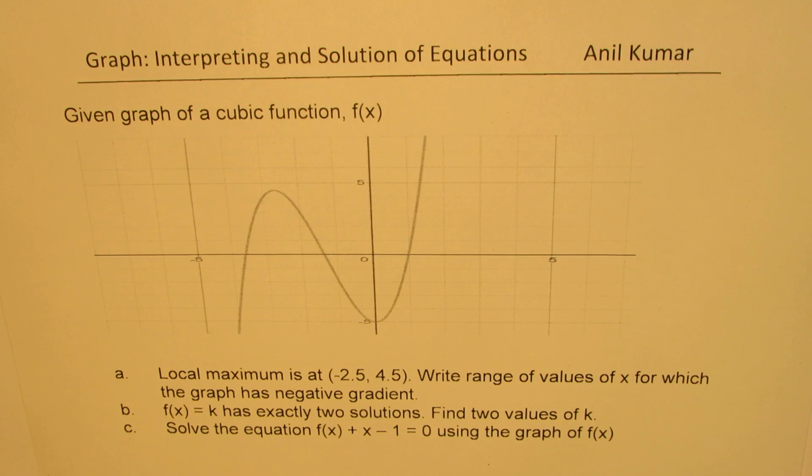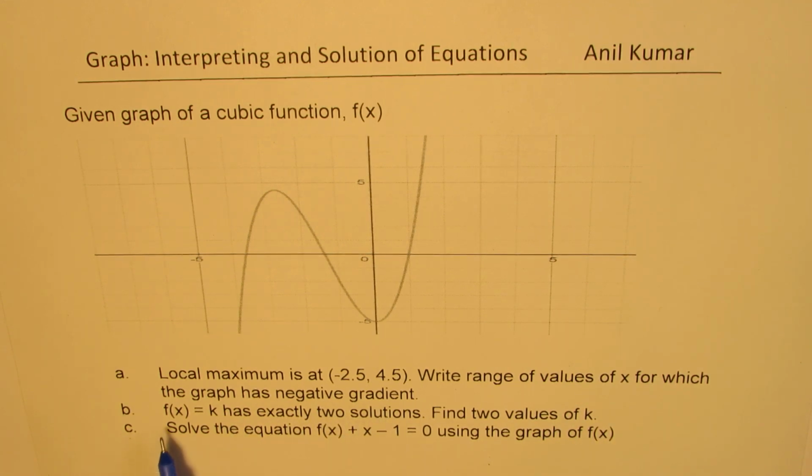We'll understand interpreting graphs and also finding solutions of equations with the help of this example. We are given a graph of a cubic function f of x. Three related questions are: local maximum is at (-2.5, 4.5). A. Write the range of values of x for which the graph has negative gradient.